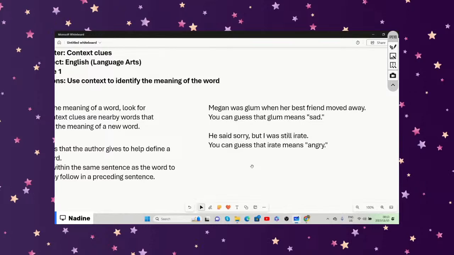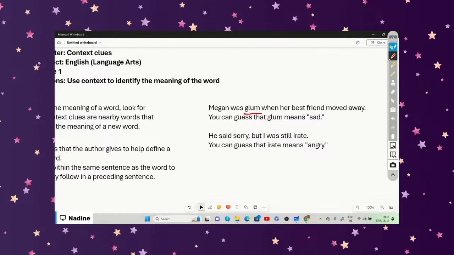So basically, if we look at this one sentence, the sentence is Megan was glum when her best friend moved away. Glum, right? So now sometimes you ask yourself, glum, I've never heard of the word glum. So if they say Megan was glum when her best friend moved away, before we even get to the meaning of the word, ask yourself, how would you feel if your best friend had to move away?